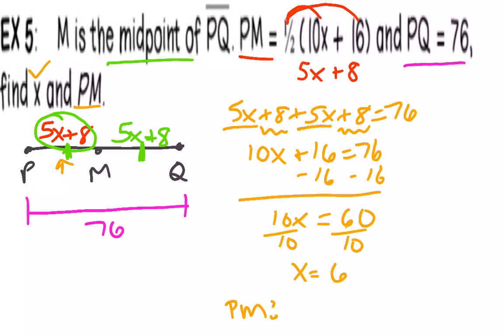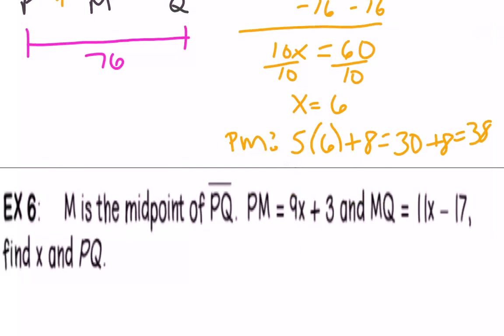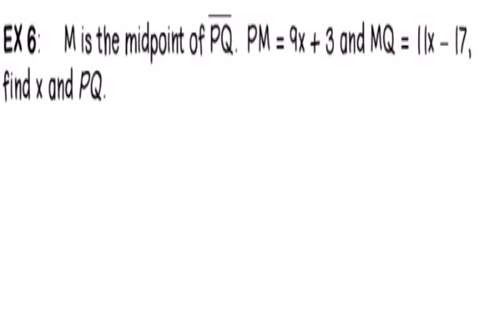PM. Okay, so PM was 5x plus 8. Our x is 6. 5 times 6 plus 8. 5 times 6 is 30. Plus 8 is 38. And last example. M is the midpoint of PQ. Draw your picture.